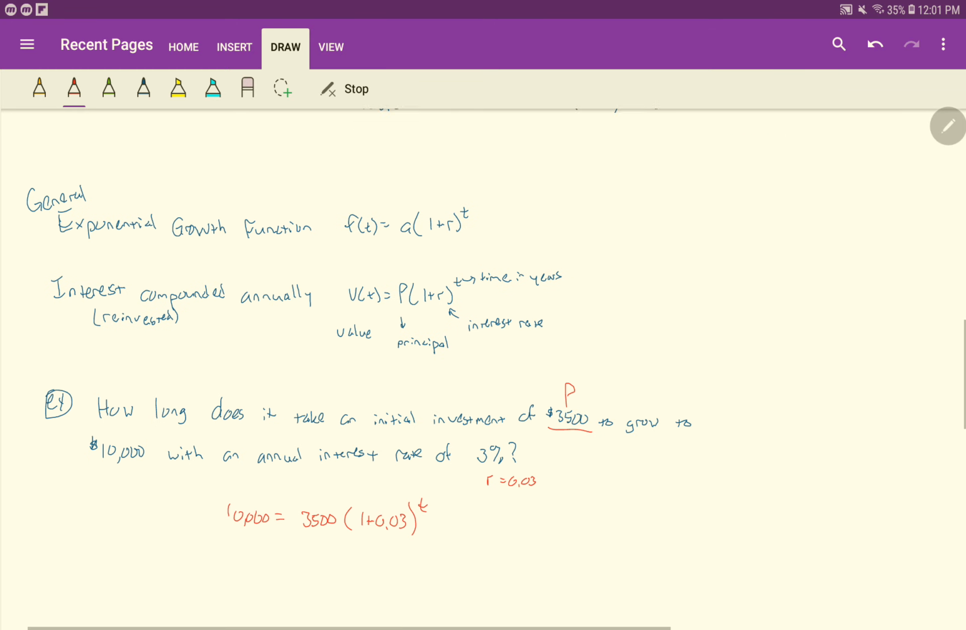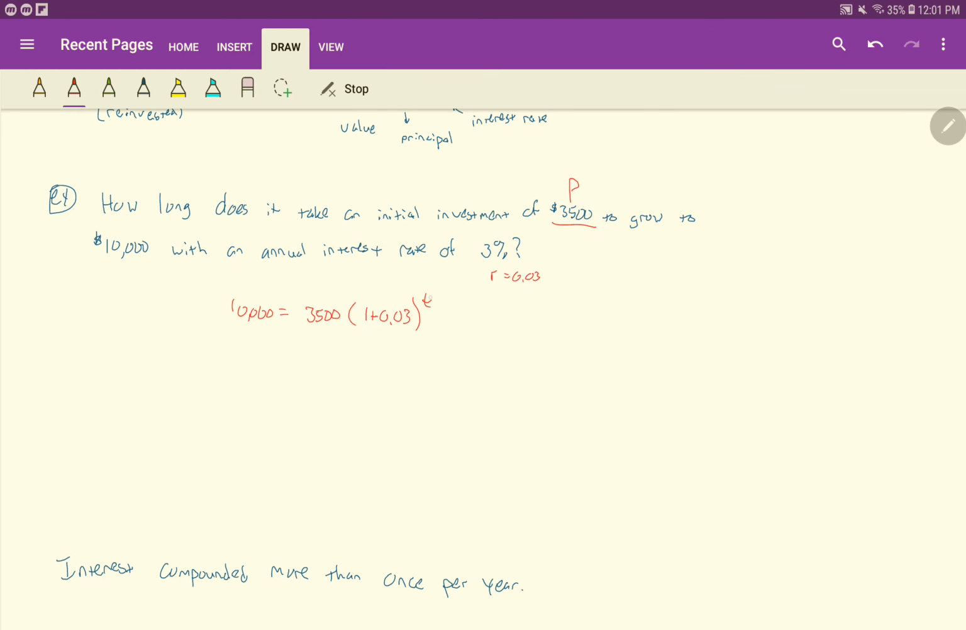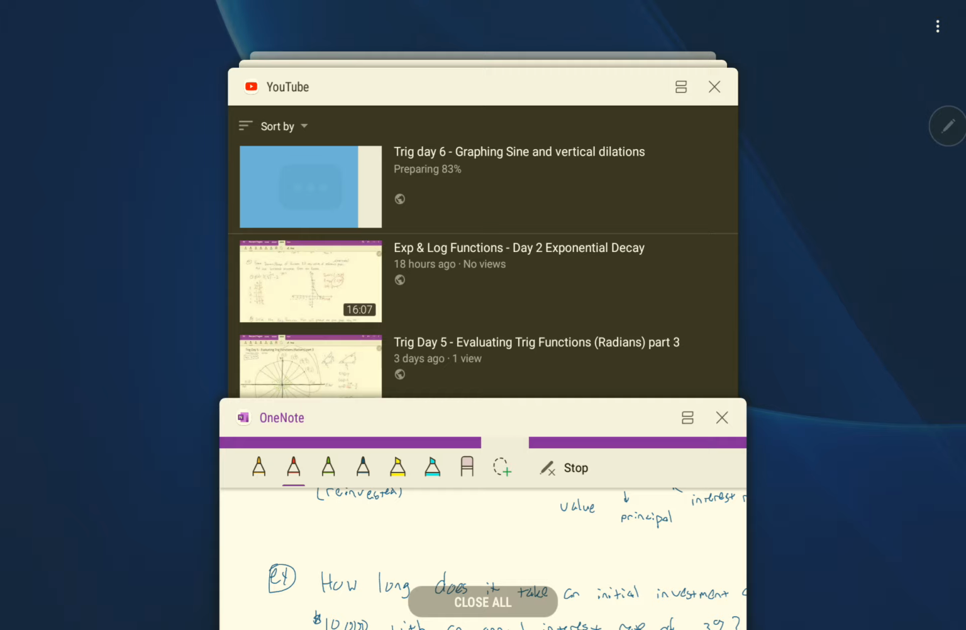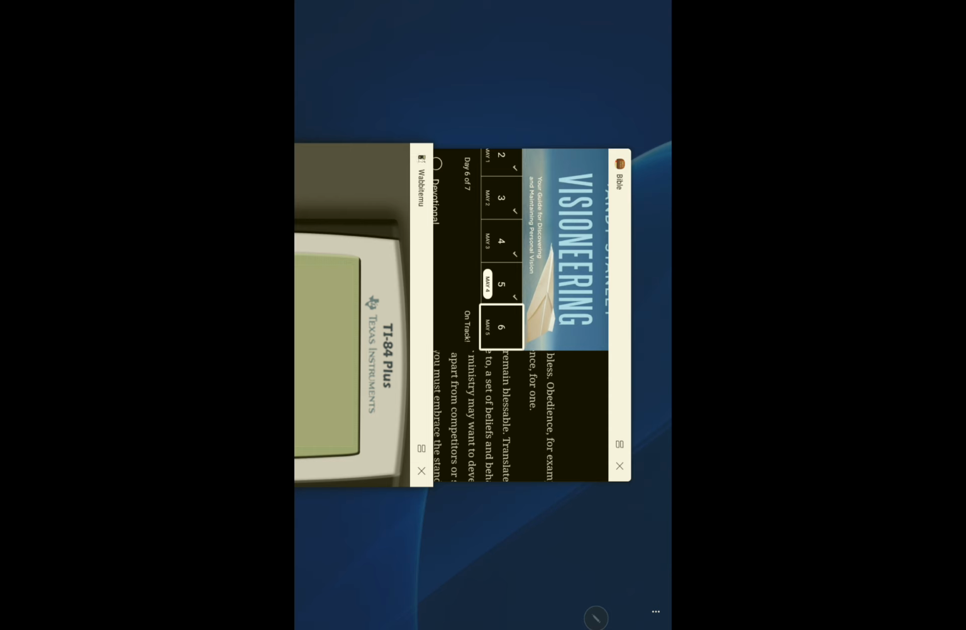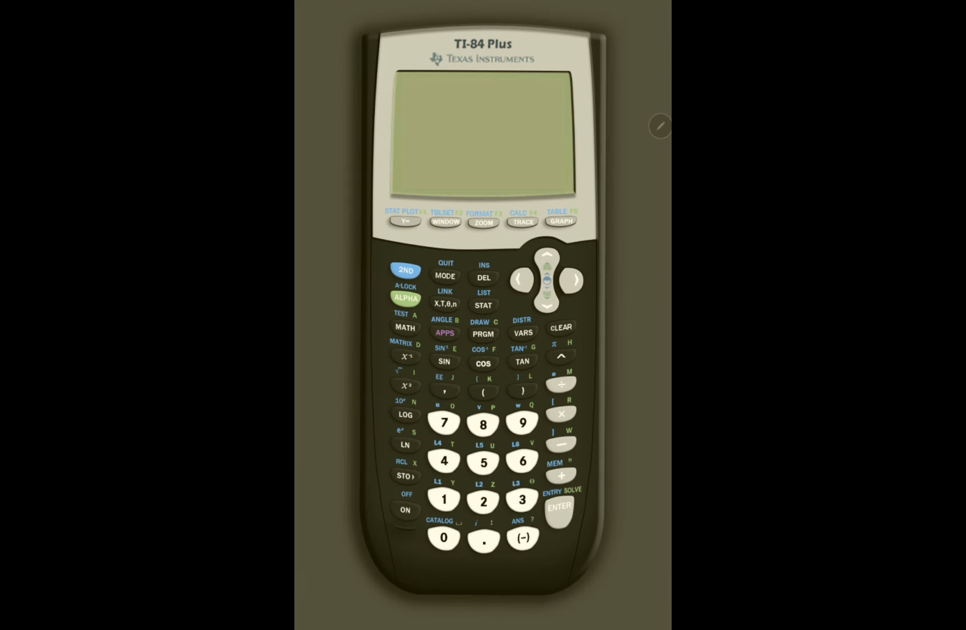We don't have a tool yet to get that variable out of the exponent. So we're going to use our graphing calculators for right now. All right, and then I'll show you guys how to do that. So go to your y equals, clear it out, and we will go to our equation here.